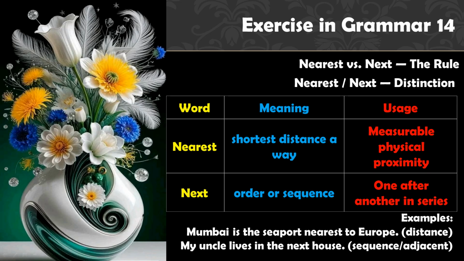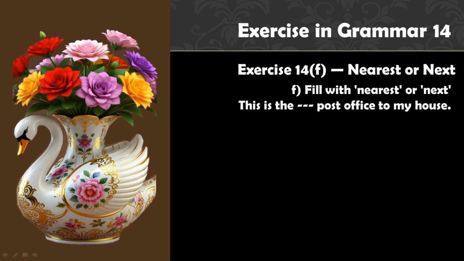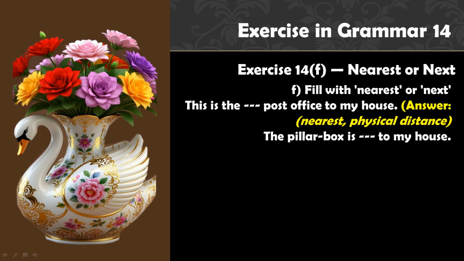Okay, so to remember, we can say nearest is used for distance, closest distance, and next means sequence or after this one. So nearest is about distance and next is about order or position. Clear? Now let's do the exercise 14F, nearest or next. Fill in the blanks with nearest or next. Now let's solve them one by one. Sentence 1. This is the dash post office to my house. The answer will be nearest, because it talks about the closest post office in distance. So the sentence becomes, this is the nearest post office to my house.